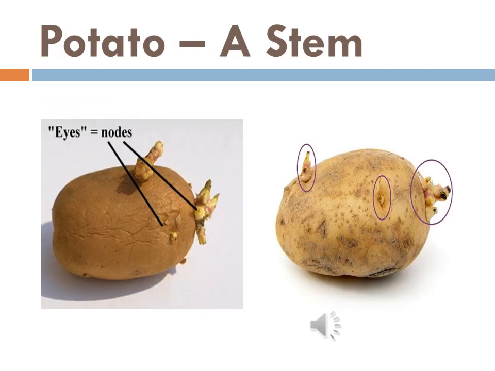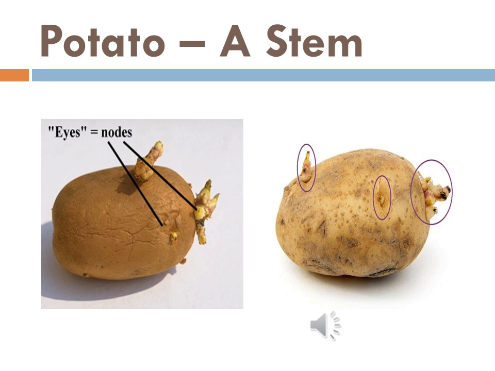Through this picture, I want to explain why potato is considered an underground stem. Children, as I have told you, we consider that part of the plant as stem which has nodes and internodes. So potato also has nodes and internodes. You can see that in one of the pictures the circles are marked. These show the nodes of the potato, or the eyes of the potato.